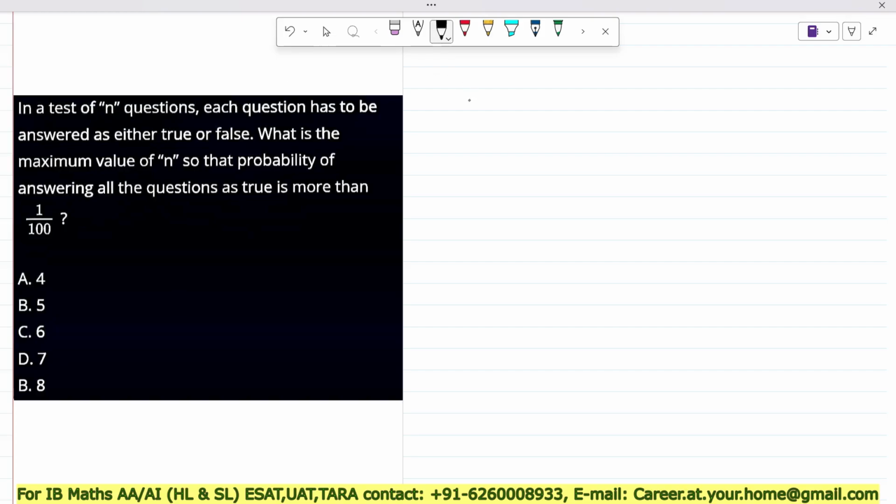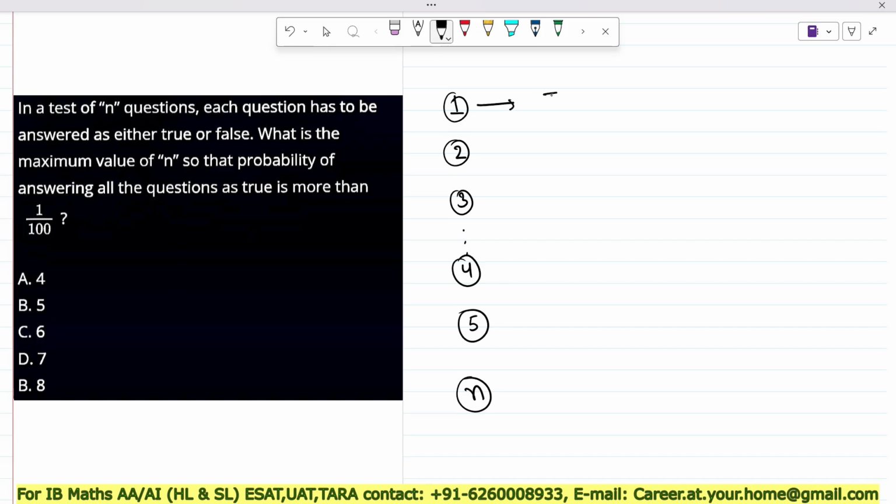In a test of n questions, suppose first question number one, question number two, question number three, like this. Suppose I have five questions. So in a test of n questions, similarly, there will be some n questions. Each question has to be answered as either true or false.